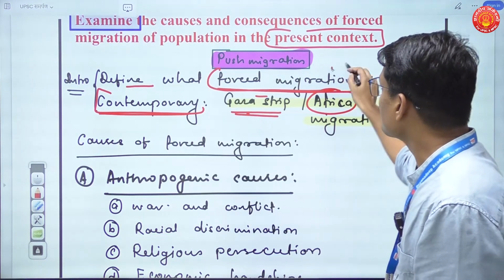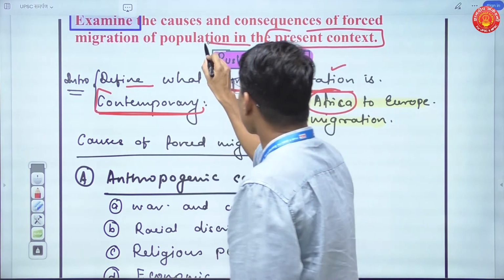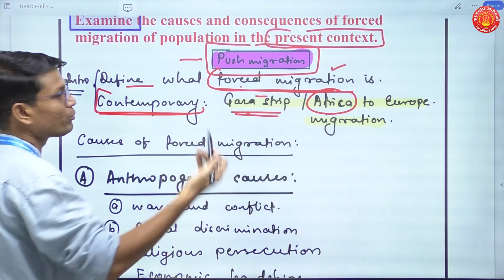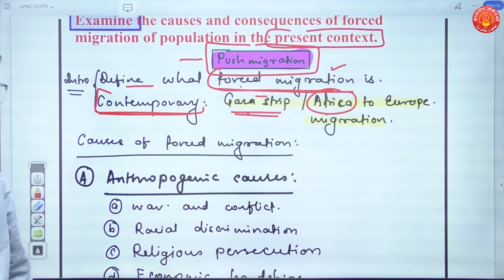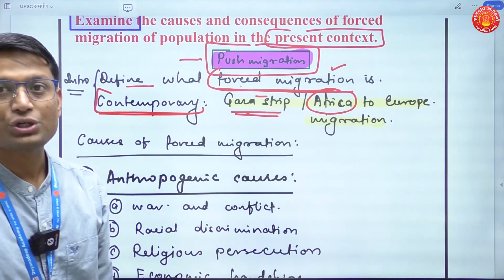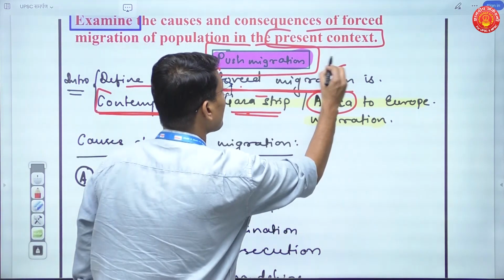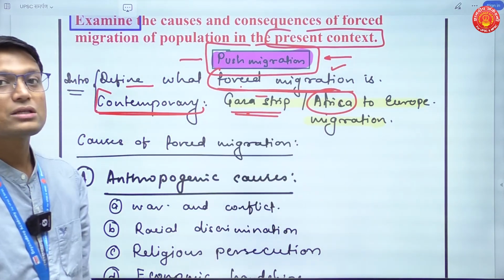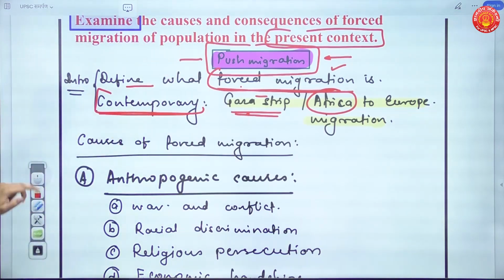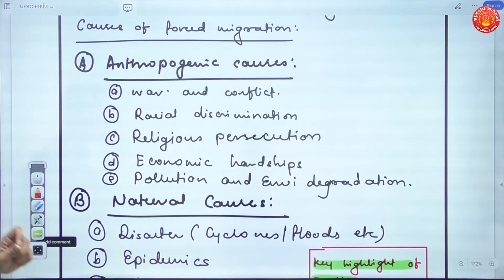After that, I will say what forced migration is, and while I say that, I have to highlight one more point: forced migration is nothing but a kind of push migration. There are certain circumstances which have developed which are resulting in a push effect and causing push migration. So these are the keywords. That is how your optional answer is going to get separated from a GS answer. Without these keywords, your answer is going to be incomplete. Now let us move on to causes of forced migration.